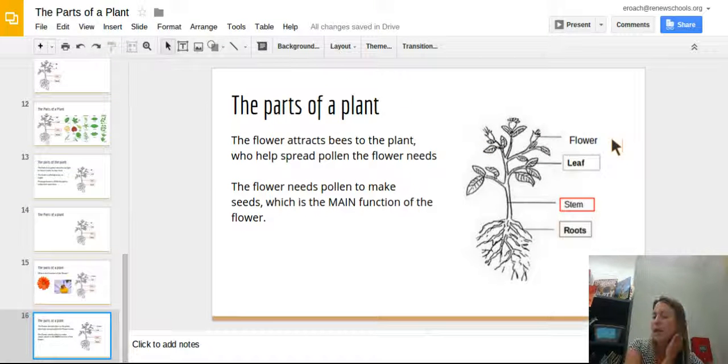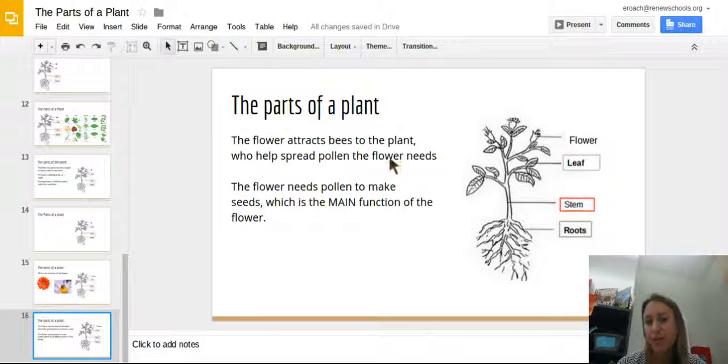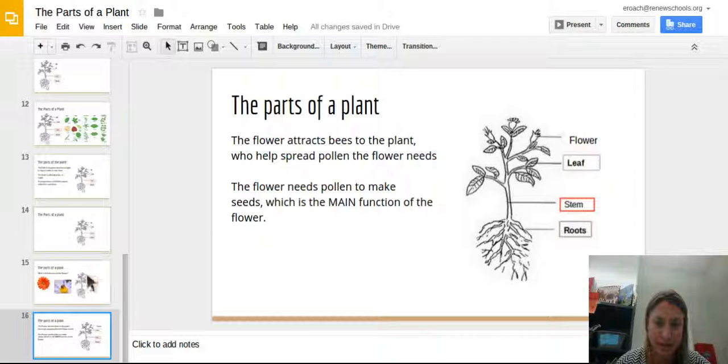The part of the plant that was labeled last is called the flower. The flower attracts bees to the plant who help spread pollen, that yellow stuff, throughout the flower. The flower needs that pollen in order to make seeds, which is the main function of the flower. In 2 weeks, you're going to actually take apart a flower, or dissect it, to see if you can find those seeds on the inside. The flower is the container and the maker of seeds.